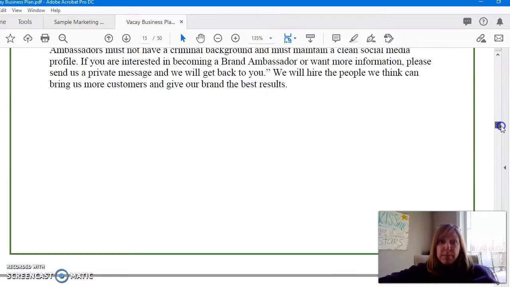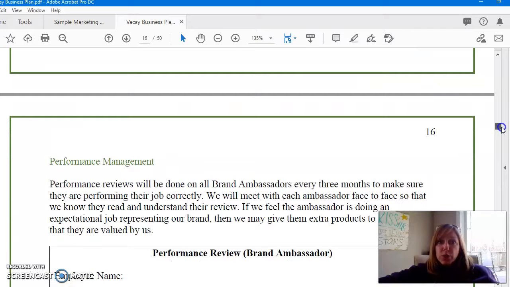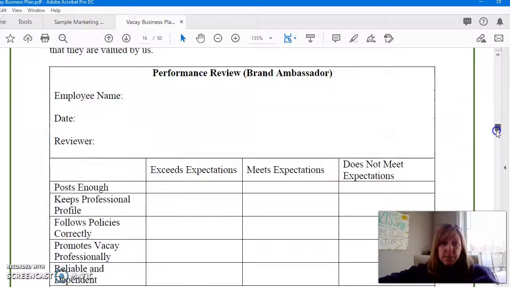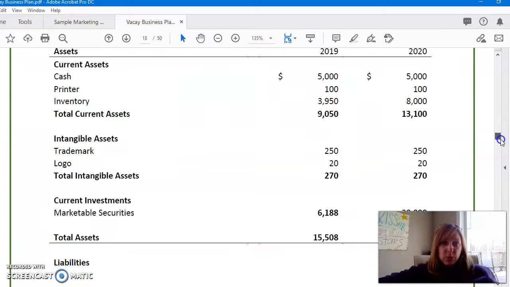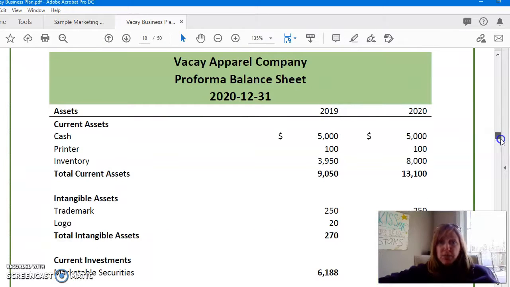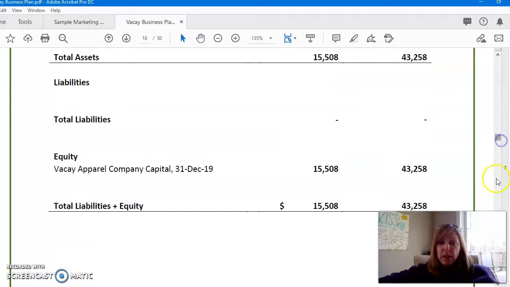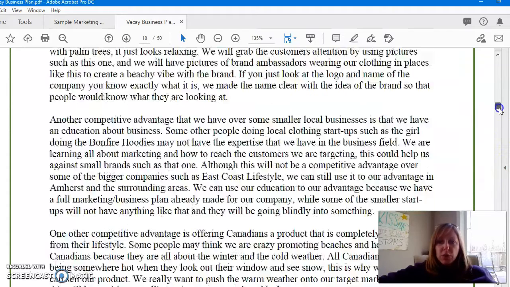They were going to use brand ambassadors as a marketing tool to get people sporting their shirts and promoting that online for them. Some of this is more than you would need, and a small budget in terms of how much it was going to cost them, that kind of thing. So you get the idea of the pieces that should be in your marketing plan.